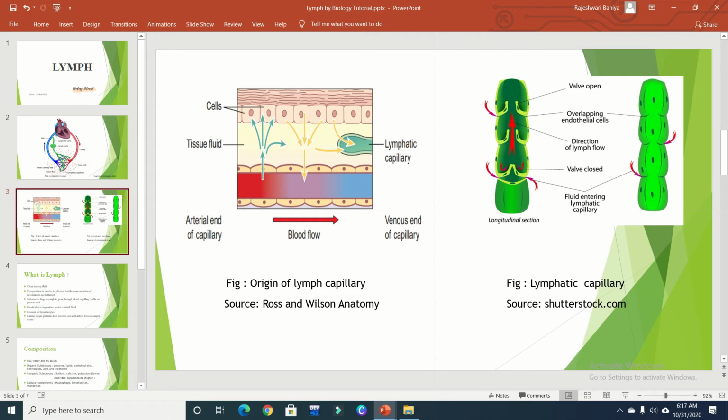Then where is the 3 liters of the fluid? You may be confused here. This 3 liters of the fluid remains in the tissue space. What will happen every day if 3 liters of the fluid is accumulated there? Actually we are losing some portion, some volume of the blood, isn't it? So we need to clear that fluid also.